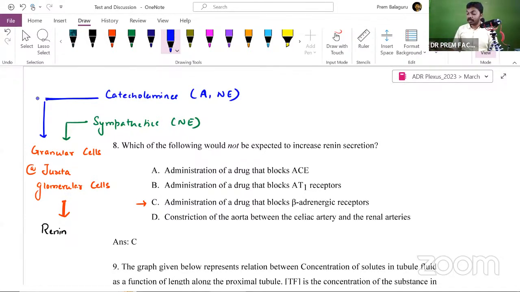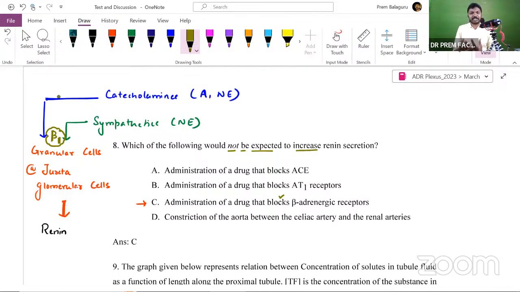All right, people. The activation is through beta-1 adrenergic receptors, and these beta-1 adrenergic receptors are located on the granular cell, which is why there is going to be synthesis of renin. So if you add a drug that blocks the beta-1 adrenergic receptor, we are going to see a drop in renin secretion, that is nothing but not expected to increase.